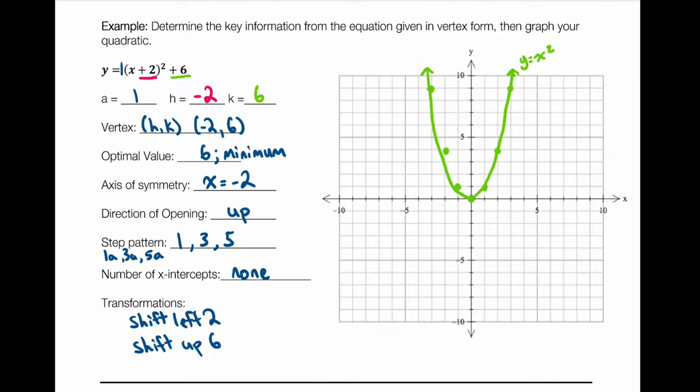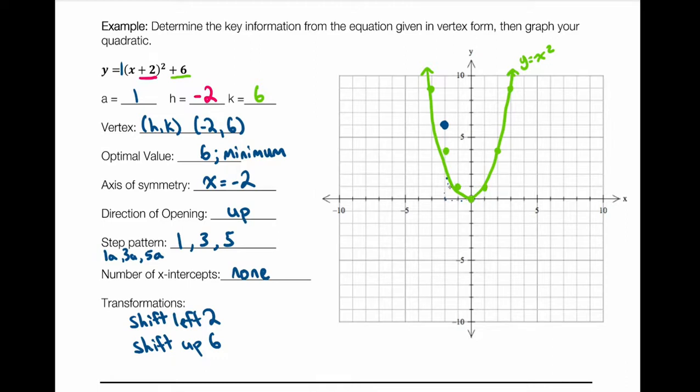Now, if I want to plot the graph of y equals (x plus 2) squared plus 6, the way I'm going to do that is by applying all my transformations to each one of these points. The transformations are, it shifts left 2 and up 6. So every point on this graph is going to move left 2 and up 6. I'm going to start at my vertex, go left 2, up 6. There's my new vertex.